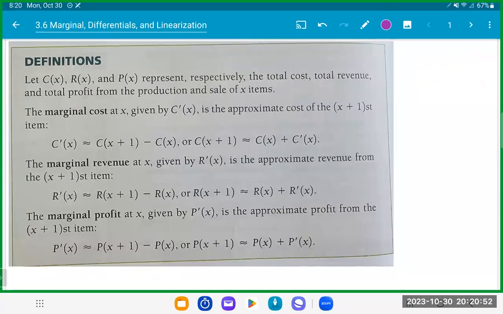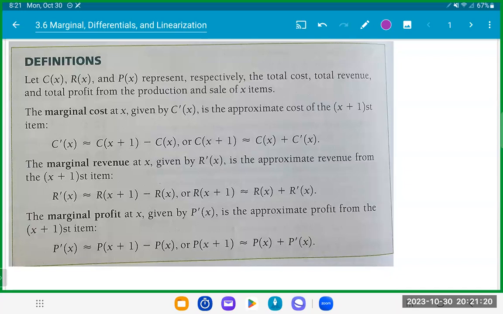All right, it is 8:20, so let's go ahead and finish with tonight's lecture. We'll finish up with chapter 3, section 6. This section begins on page 233 of your textbook in case you're following along. In this section, we will use calculus to make approximations, and we will find marginal costs, revenue, and profit.